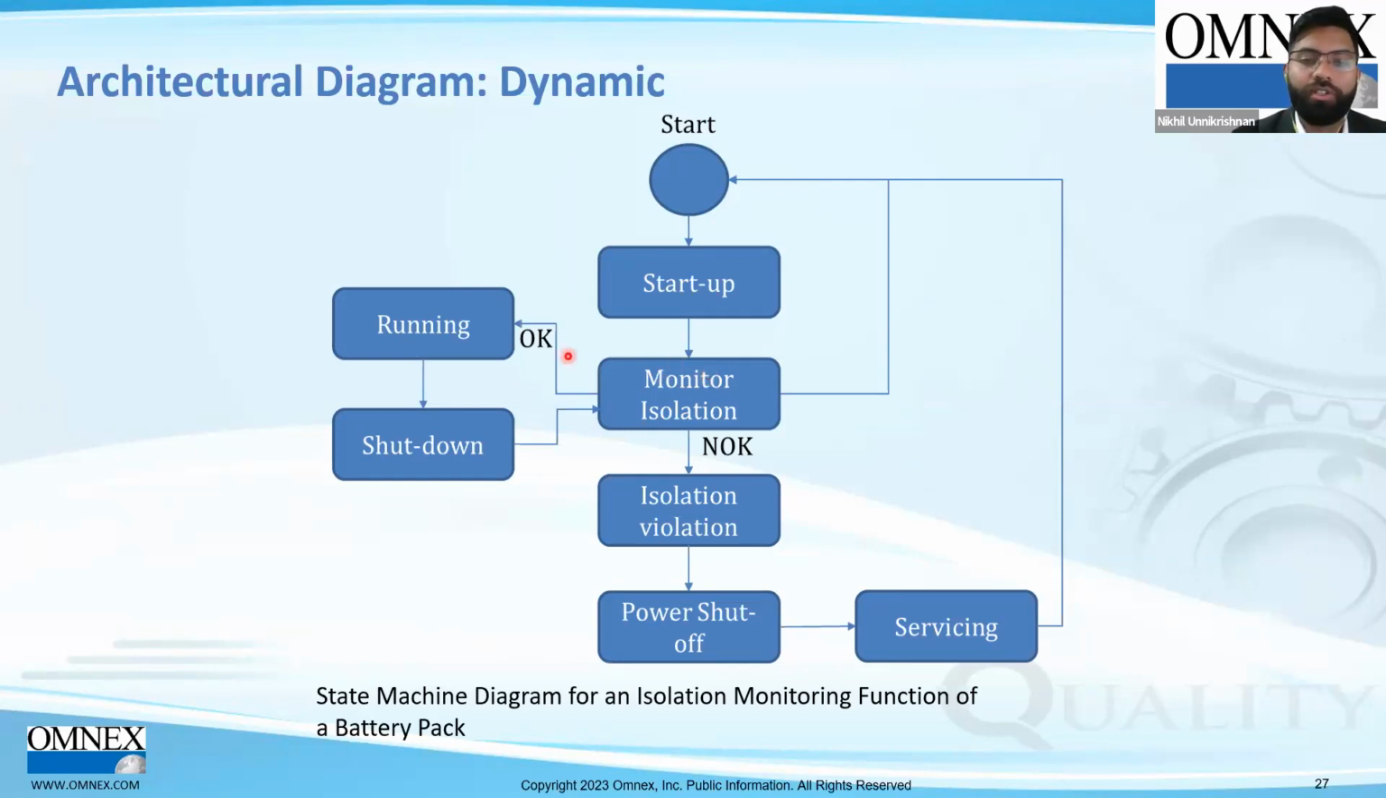So you monitor for isolation, and then if it's an okay condition, you go into running, and then when you switch off the vehicle, it's in shut down, and then you again do the monitoring for isolation. And then if at any condition you reach a not okay, so for example, when you start up and you monitor for isolation and you get a not okay, then you issue an isolation violation, and then you power shut off, and then you have to notify servicing, or that's the next step to take place, where this will have to be investigated and then resolved before you go into any additional next steps. So this is, for example, a dynamic architectural diagram that is representing a safety-related function.